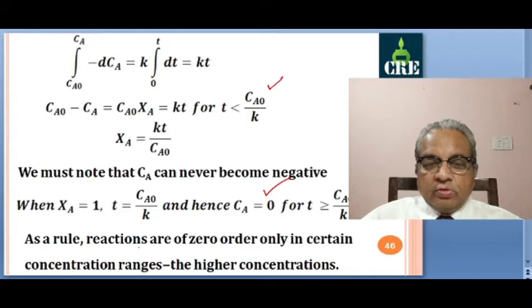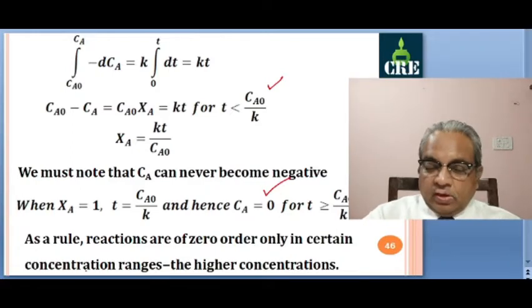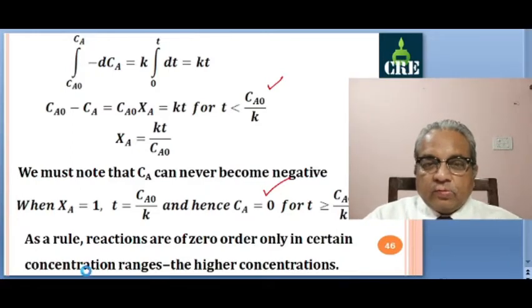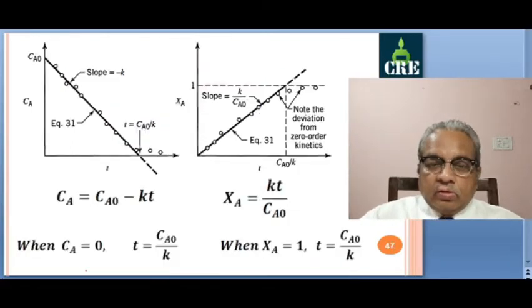As a rule, reactions are zero order only in certain concentration ranges, that is, at higher concentrations. Now these two forms we have seen are the integrated forms of the rate law. Ca is equal to Ca0 minus kt.